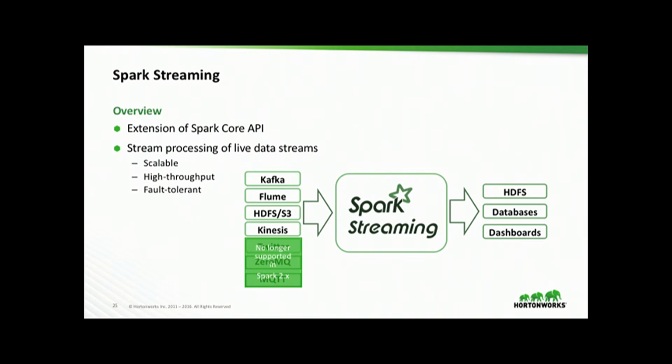So Spark Streaming is essentially an extension of the Spark Core API. And again, it's a scalable, high-throughput, and fault-tolerant system. It connects to different data sources, whether it's Kafka, Flume, HDFS, or Kinesis on Amazon. Some of these earlier ones are no longer supported. If you're still on Spark 1, then 0MQ, etc., are no longer supported by default. You need to bring them in as additional libraries. And then, of course, once you process the streams, you can store them in HDFS, databases, and dashboards.